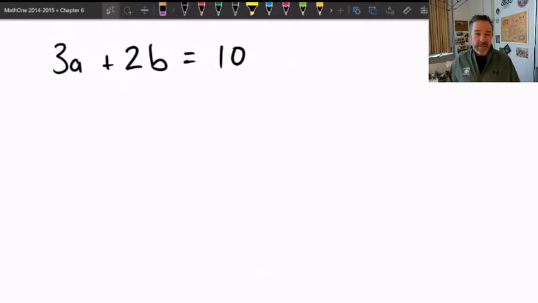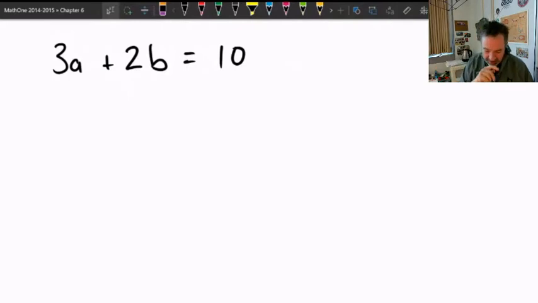One final thing that we've been talking about this week is the idea of solving for a particular variable. So I've got an equation here. It's an equation that has both an A and a B. And the question is, how do I get one of those variables alone? And it doesn't matter which one.